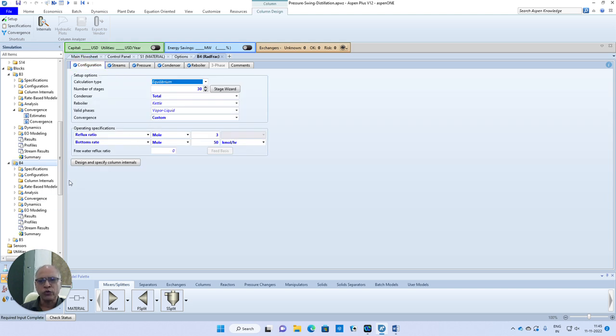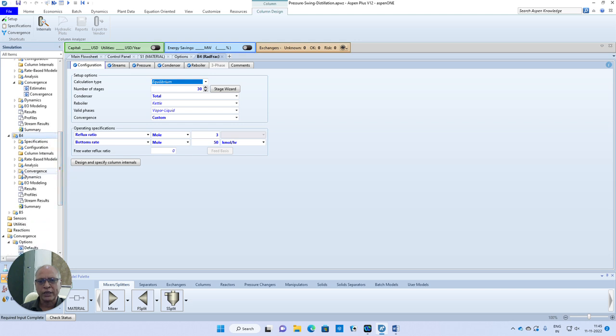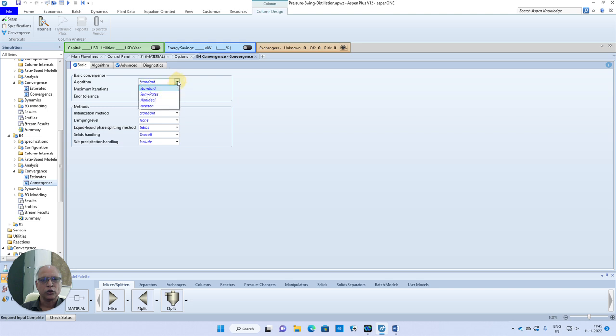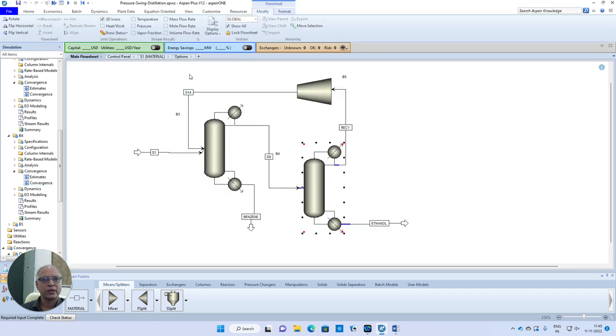So this is block B4. Within the block, there is a convergence option. So go to convergence, select Newton, and increase the number of iterations to 200. So this is what I have done as far as the two blocks are concerned. More or less, the problem statement is complete.